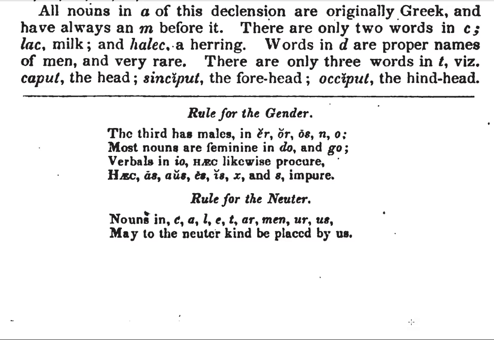So here we have the rules for the gender of the third declension. The third has males in er, or, os, en, o. Most nouns are feminine in do and go. Verbals in io, hic, likewise procure. Hic, as, aus, es, is, x and s, impure. Rule for the neuter: nouns in al, et, ar, men, us, may to the neuter kind be placed by us.